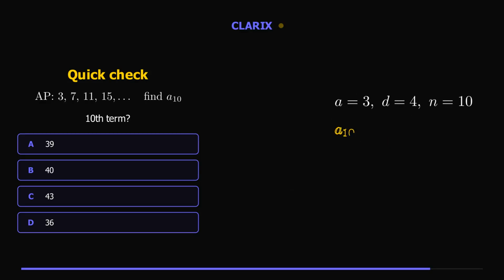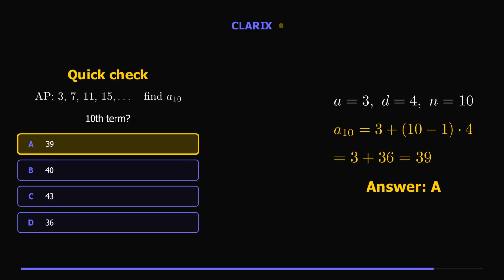Use the nth term formula. Here a is 3, d is 4, n is 10. The 10th term is 3 plus, bracket, 10 minus 1, times 4. That's 3 plus 36, which is 39. That's option A. If you got it, you've genuinely understood the formula, not just memorized it.